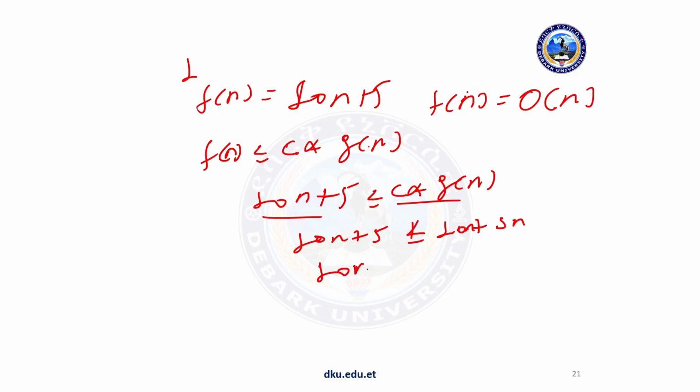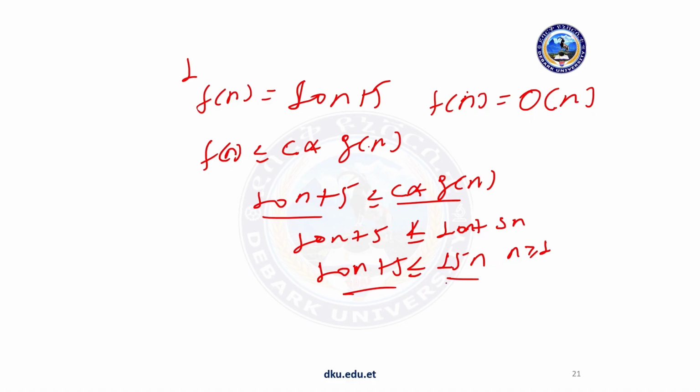So 10n plus 5n is less than or equal to 15n. This is always true when n is greater than or equal to 1. When we replace n with 1, 10 plus 5, which is 15, is less than or equal to 15. That is true. When the value of n is 2, it is obviously still satisfied.